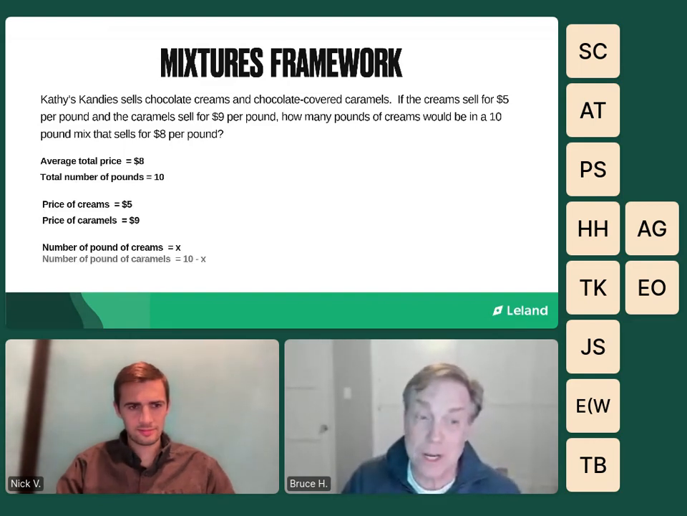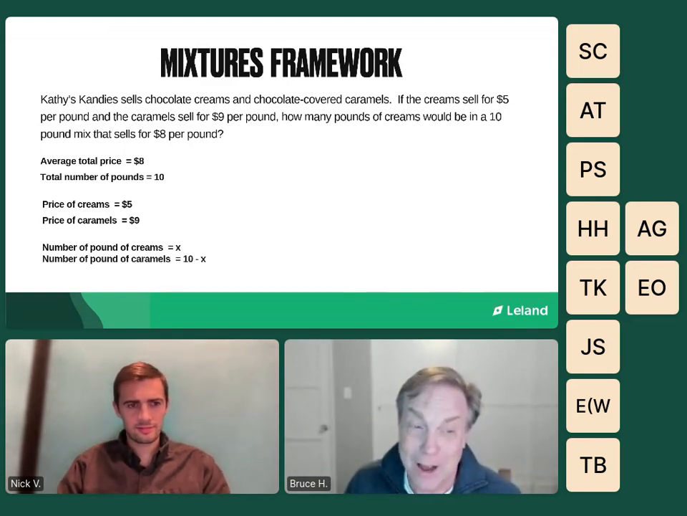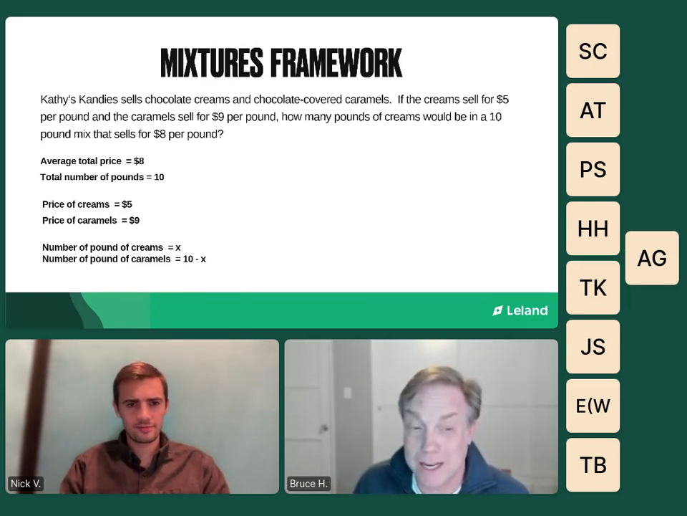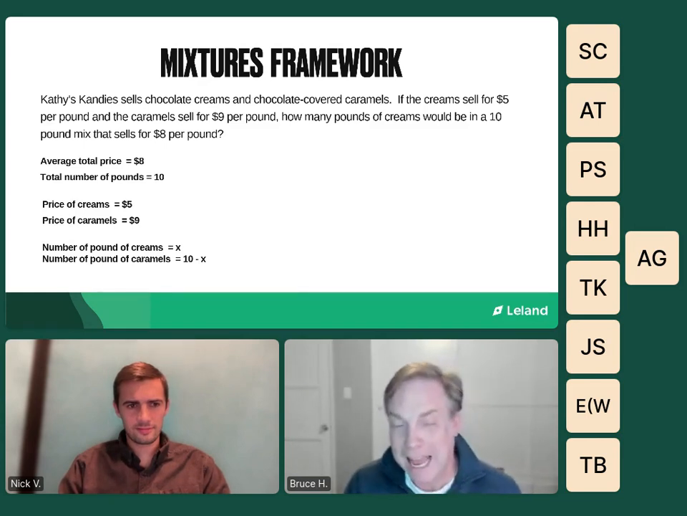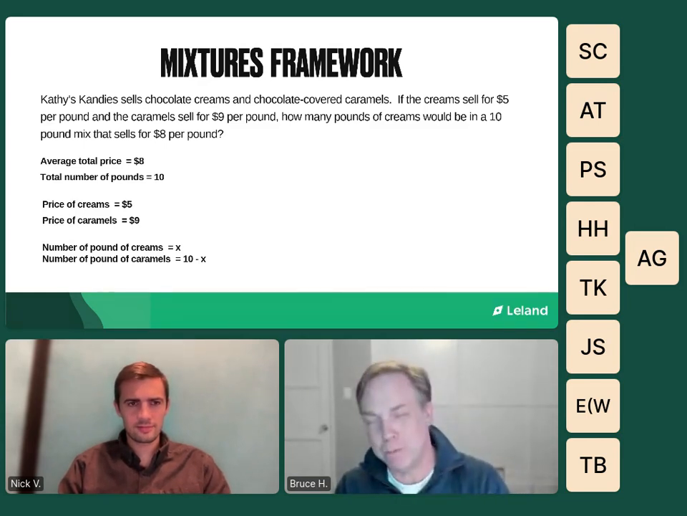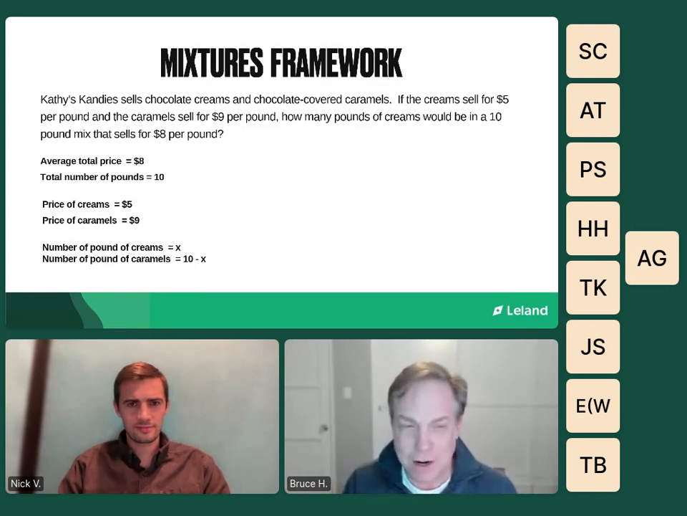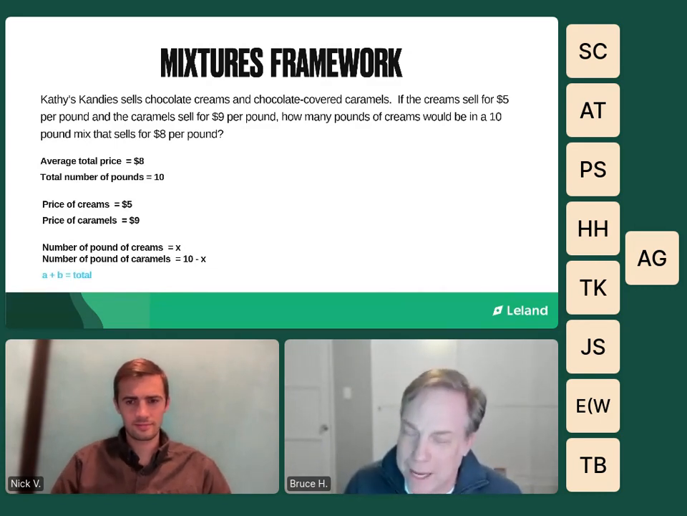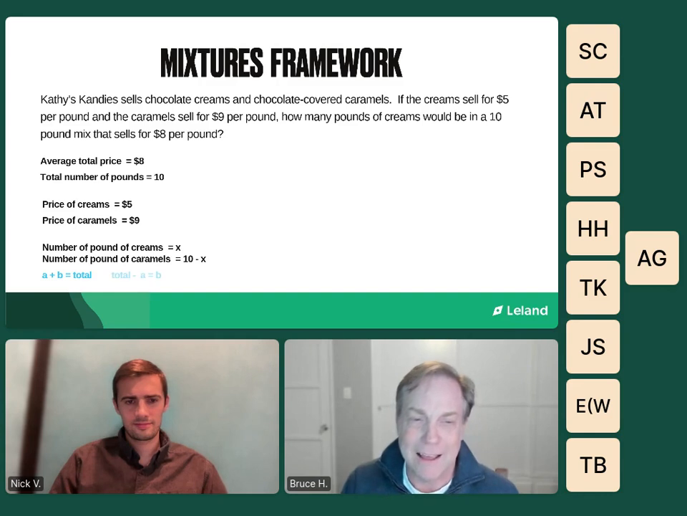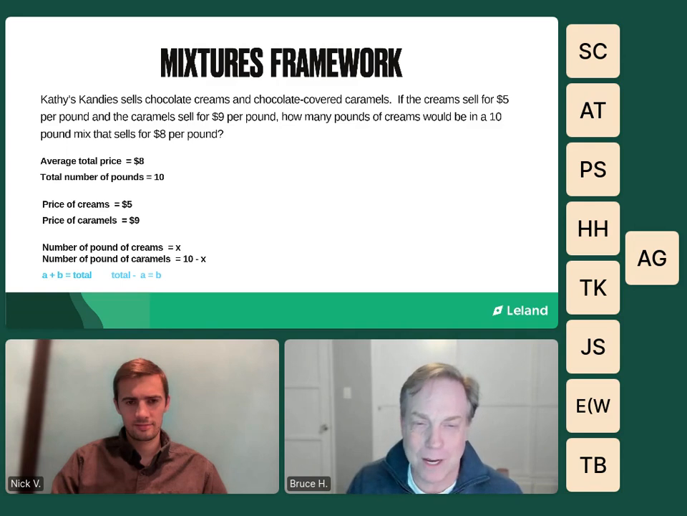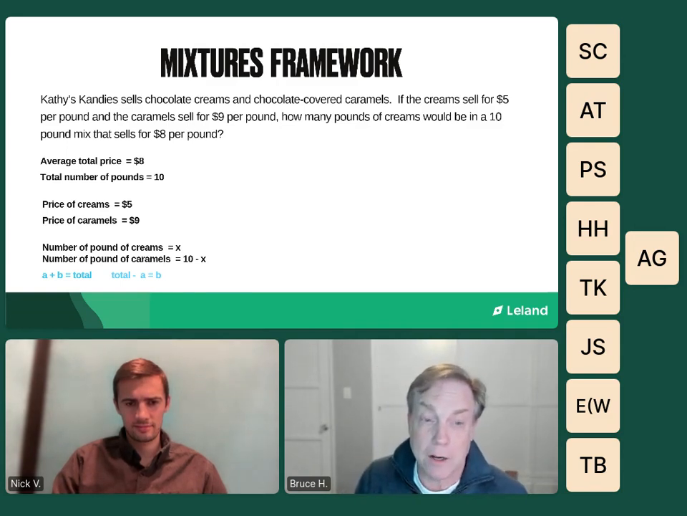And because we know the total number of pounds, we know the pounds of caramels we can express as 10 minus X. And I want to take just a second here and go over that because this is super important. It happens on the GRE all the time. The GRE is going to expect you to know that if A plus B equals total, so the number of pounds of creams plus the number of pounds of caramels is going to equal 10, then total minus A equals B. So 10 minus the total number of creams is going to be the number of caramels.